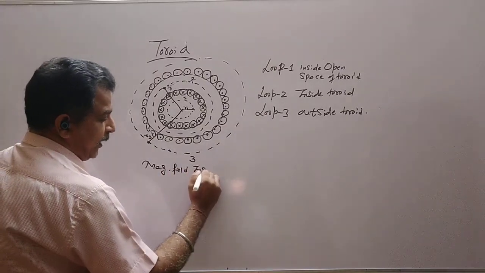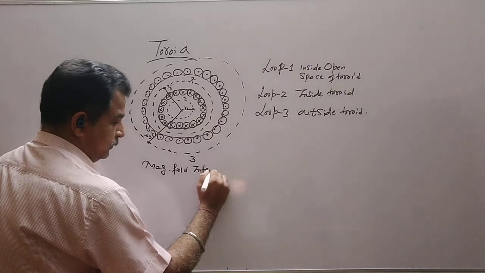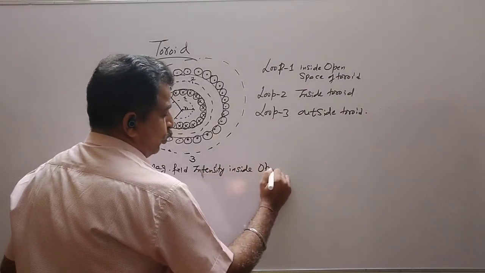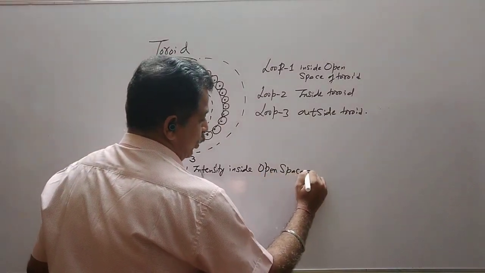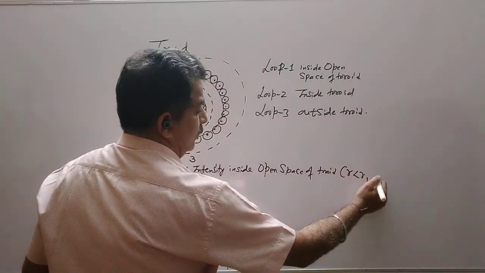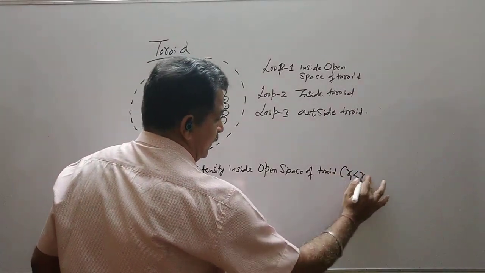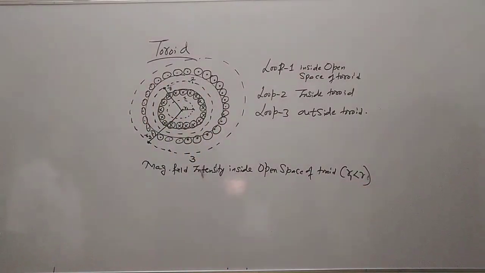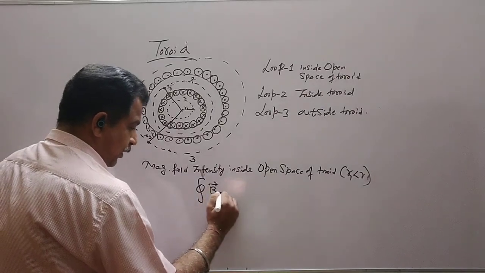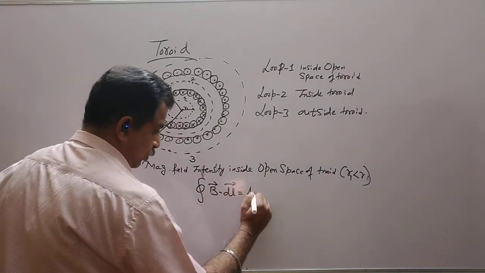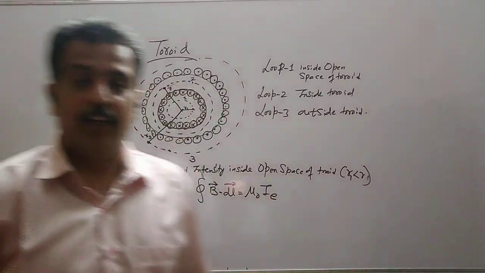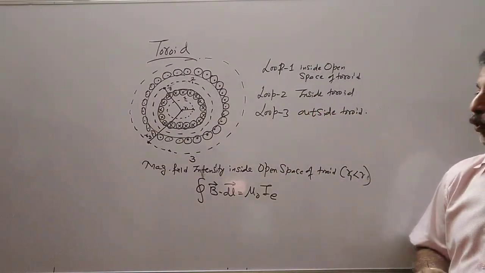Magnetic field intensity inside the open space of the toroid, that is R1 is less than R. Now according to Ampere circuital law, this is B dot dl is equal to mu naught times, remember this is a term, the current enclosed inside the Amperian loop.